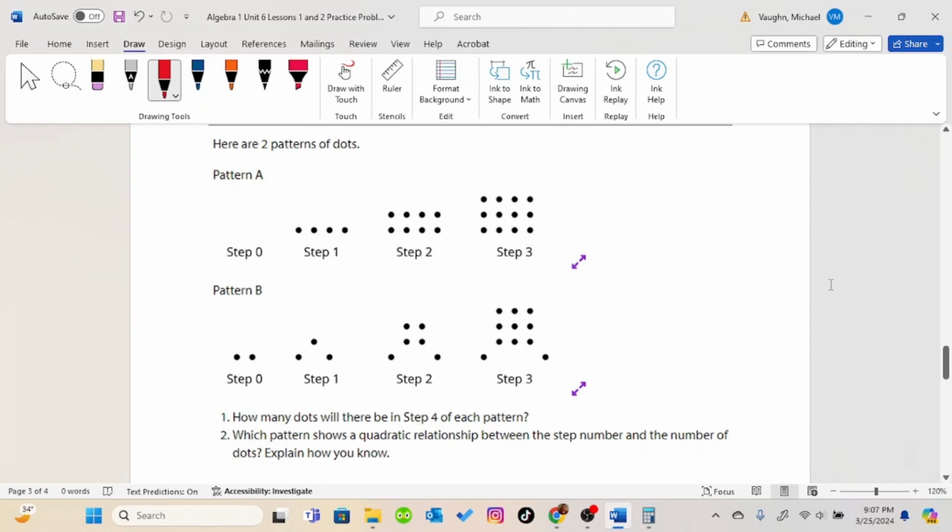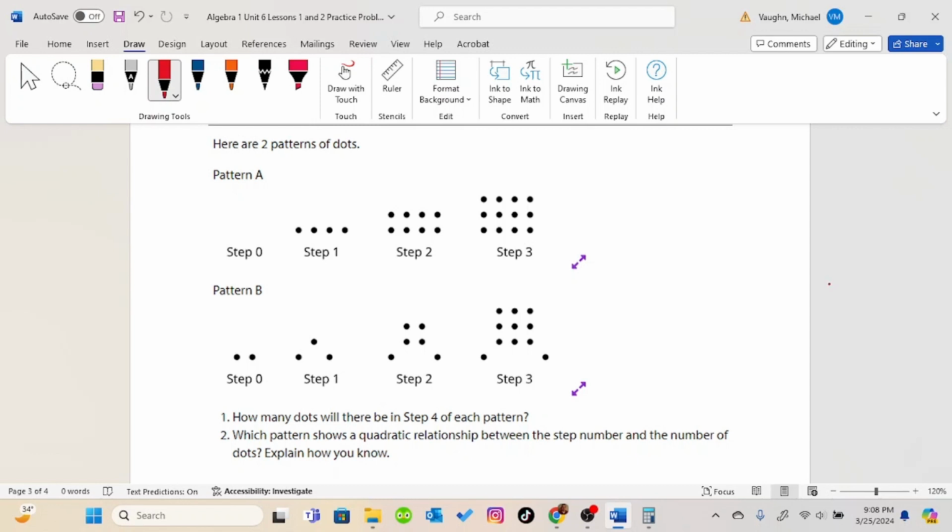Here are two patterns of dots. Number 1, how many dots will there be in step 4 of each pattern? For pattern A, we start out with no dots. In step 1, we have one row of 4 dots. In step 2, we have 2 rows of 4 dots. And in step 3, we have 3 rows of 4 dots.